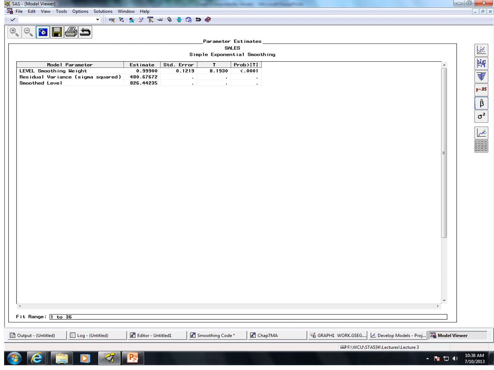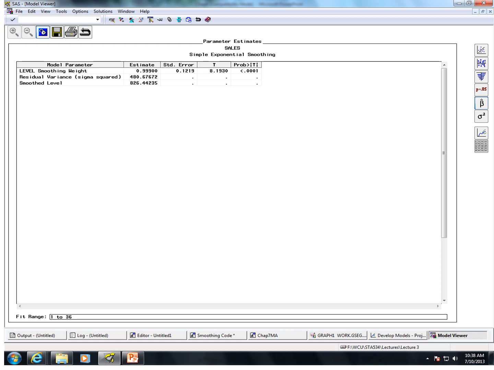Now notice, this is some of the output of our information. There are probably two important pieces of information there. One is the smoothed level, which is where I think the level is at time point 36. That smoothed level is 826.44. So when SAS is generating all of its predictions, what is it predicting for sales at time point 37? It's predicting 826. What's it predicting at time point 38? Also 826. That level is going to be our predictions.